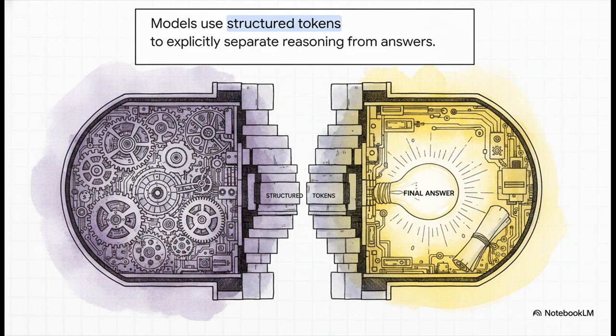Recent models like DeepSeek R1 or OpenAI's o1 don't just rely on clever user prompts anymore. Actually, it's not even just a trick of the prompt. They're fine-tuned at the training level to think via examples. They literally use structured tokens built directly into their architecture to explicitly separate the reasoning phase from the final answer. The thinking is becoming native to the models themselves.